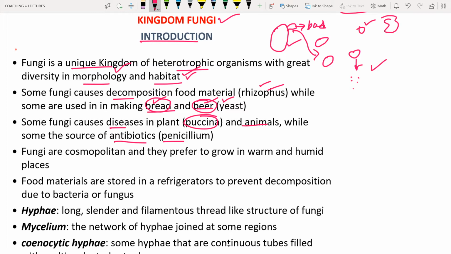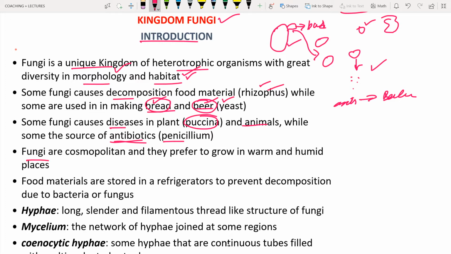It is useful in killing other bacteria, so it is an antibacterial substance. What is an antibacterial substance? Anti means against bacteria. That is known as an antibacterial substance. These antibiotics are used to cure diseases, not only in human beings but also in animals.